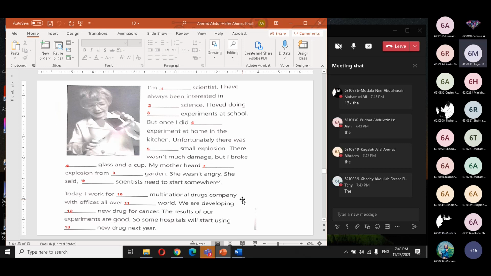يا سيدي كلكم ركزوا معايا تاني. I am scientist. يبقى نقول I am a scientist. I have been always interested in science. I love doing experiment plural. We said with plural we use zero. There is no article, so we say experiments at school.